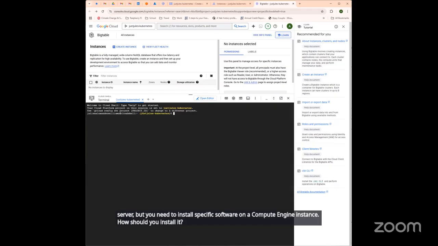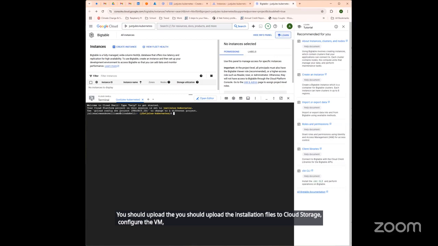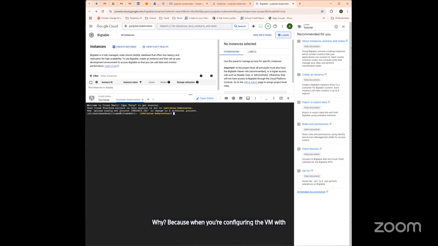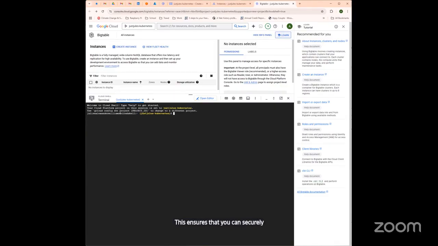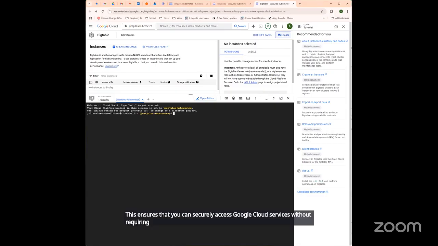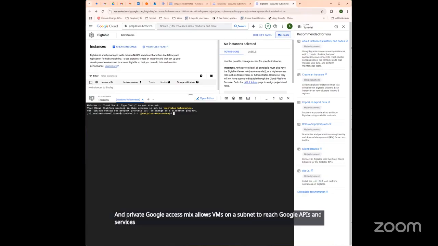You should upload the installation files to Cloud Storage, configure the VM on a subnet with Private Google Access, assign only an internal IP address to the VM, and download installation files to the VM using gsutil. Why? Because when you're configuring the VM with a Private Google Access subnet and downloading the installation files from Cloud Storage, this ensures that you can securely access Google Cloud services without requiring a public IP address. And Private Google Access allows VMs on a subnet to reach Google APIs and services even without external IP addresses. So it's ideal for secure environments.